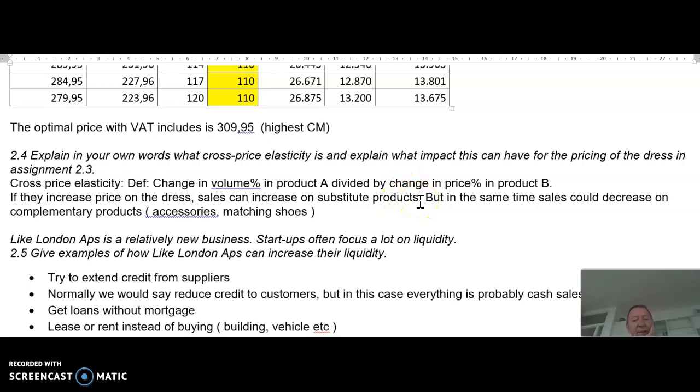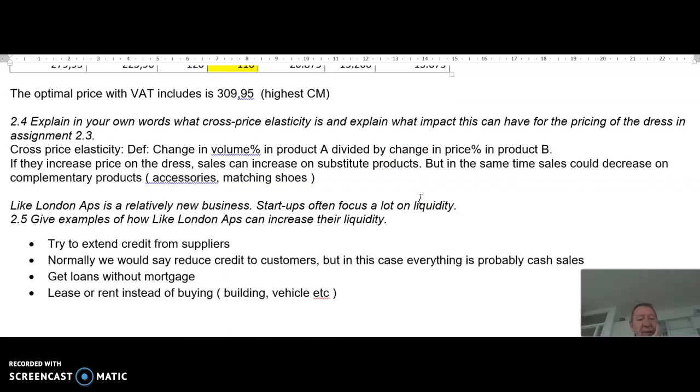And then last question, it's about the liquidity. How can you improve the liquidity situation? You can try to get more credit from suppliers, and you can try to reduce credit to customers, and you can maybe get loans where you don't have to repay, or you can lease instead of rent.